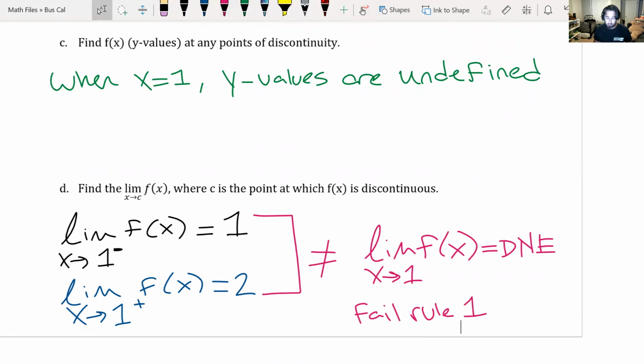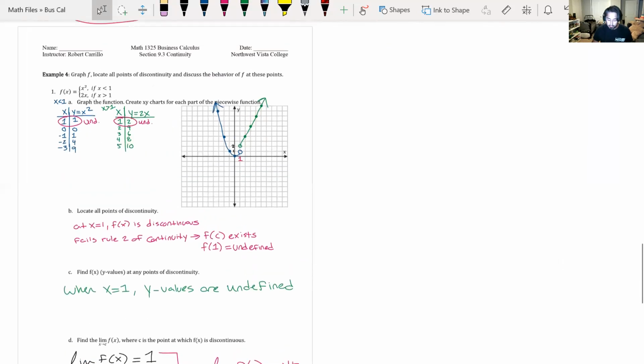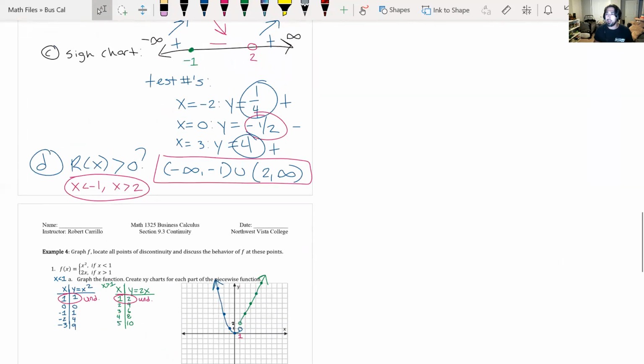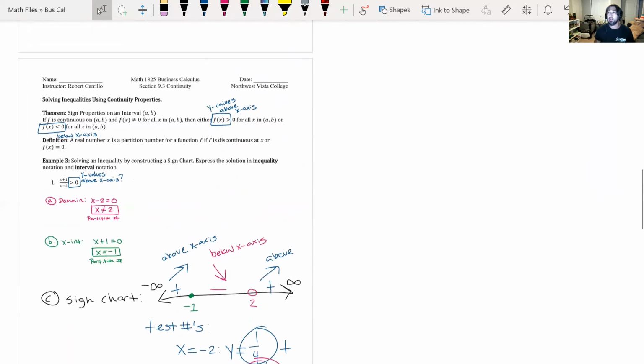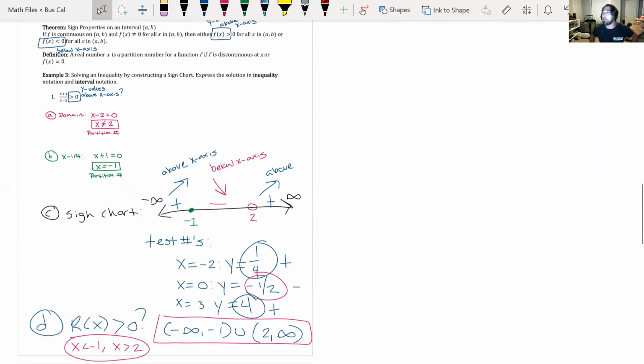All right, kids. That is continuity. So, if you know the domain, you know where a function is continuous. If you know the graph, you can see where functions are discontinuous, all that lovely stuff. And that sign chart, evil, but worth it.